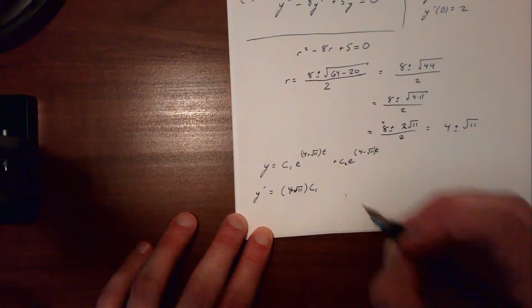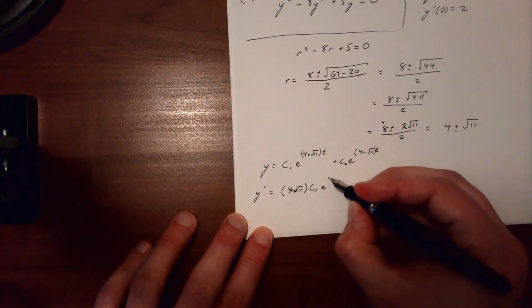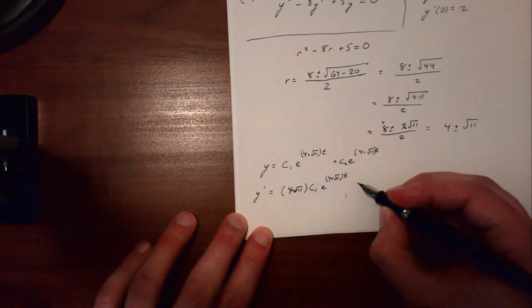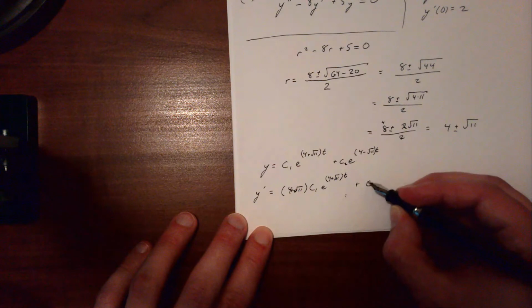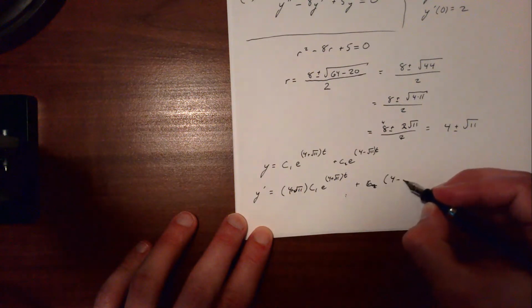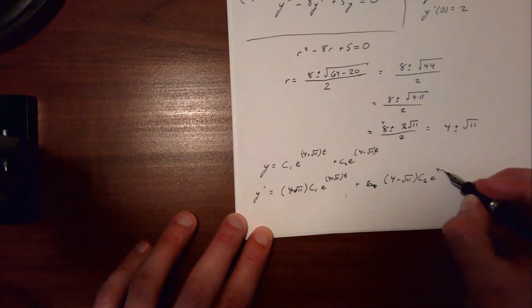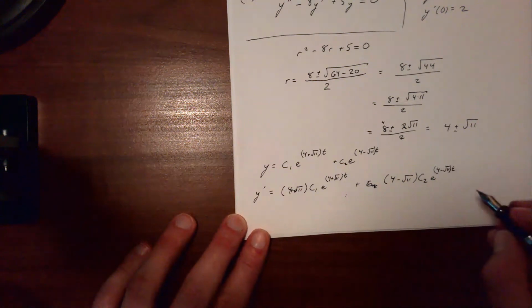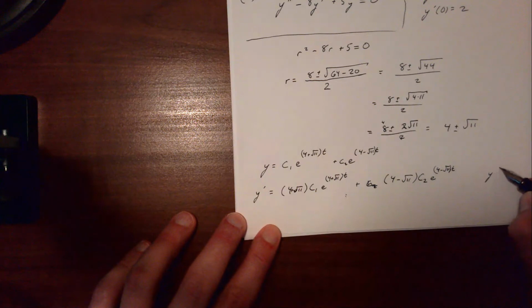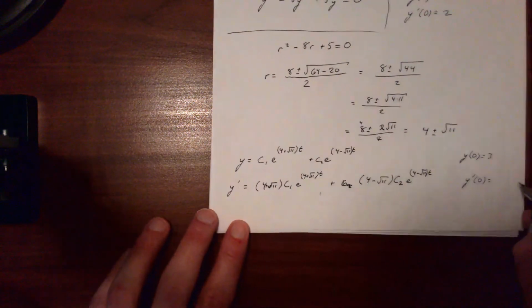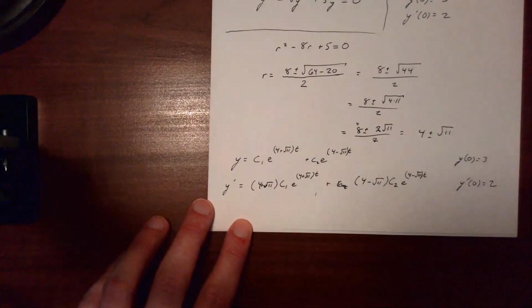c1 e to the 4 plus root 11 t plus c2, I guess I'll do it in the same order, 4 minus root 11 c2 e to the 4 minus root 11 t. And if I use the y of 0 equals 3 and y prime of 0 equals 2 initial conditions, then let's see where that goes.